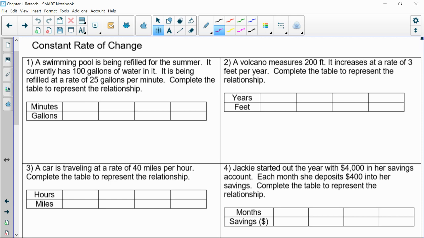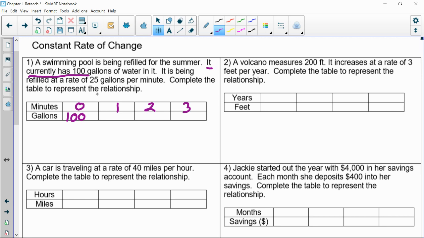We should always start with 0. Where are we starting at? And then we want to increase by per minute. So we have our 1 minute mark, 2 minute mark, and 3 minute mark. Okay. So what did it tell us? It told us it already currently has, before they even start putting more water in it, the 100 gallons. So that's how we know 100 goes here.